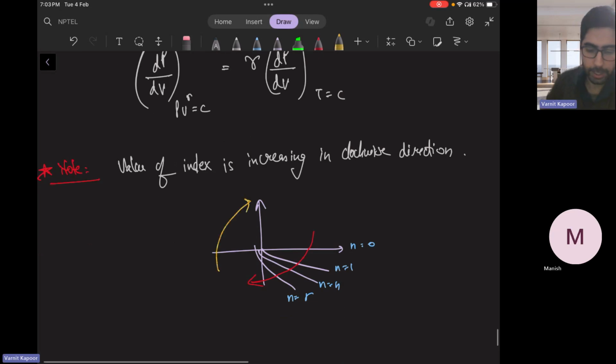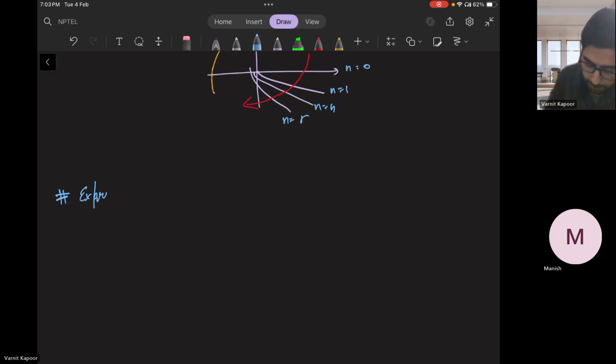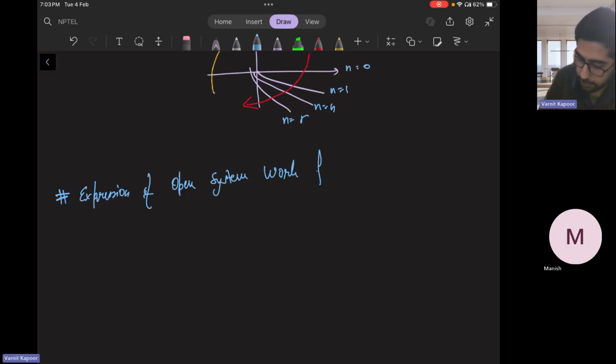All right. So we are complete with the work done for closed systems, the expression of work done for a closed system. Now let's come to the open system work. Let's look at the expression of open system work for different processes.